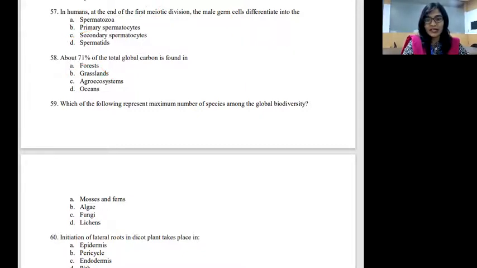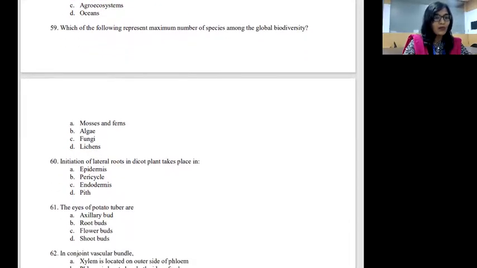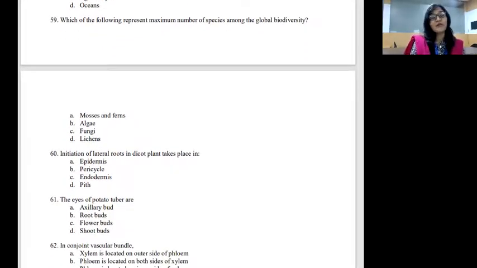Okay, let's see the next question. Which of the following represents the maximum number of species in the entire global biodiversity? Ultimately, it's going to be fungi. Fungi are predominantly present. So it's going to be option C. Initiation of lateral roots. Lateral roots are the ones which come from the side, right? This is happening in a dicot plant. It is mainly because of which of these things?